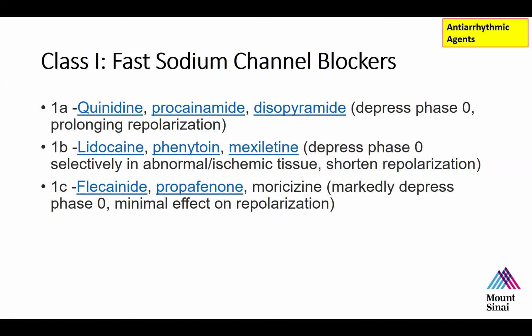These are divided into 1A, which constitutes quinidine, procainamide, and disopyramide, which depress phase zero, prolonging repolarization. Class 1B, which are lidocaine, phenytoin, and mexiletine. And finally, class 1C, which is predominantly flecainide and propafenone. Moricizine is also a 1C, but I'm not even sure it's available any longer.